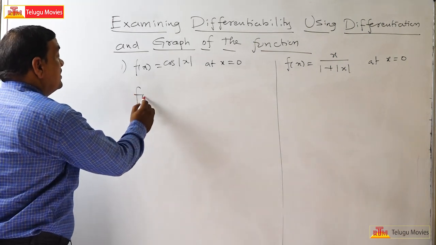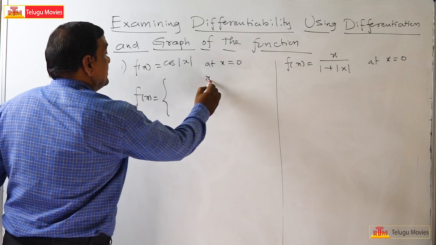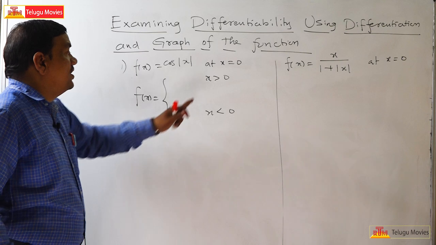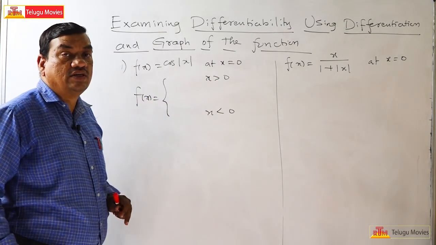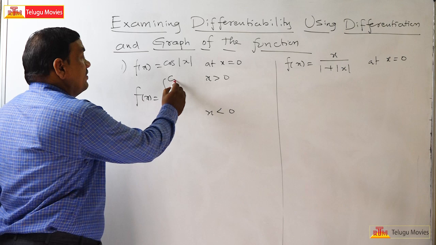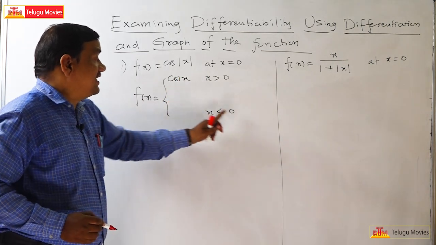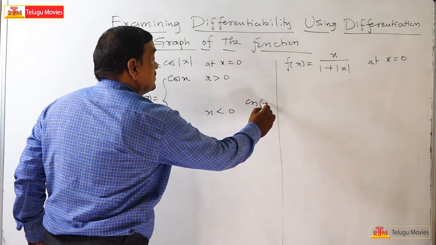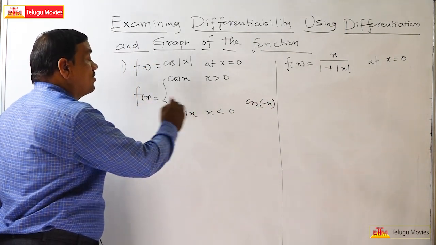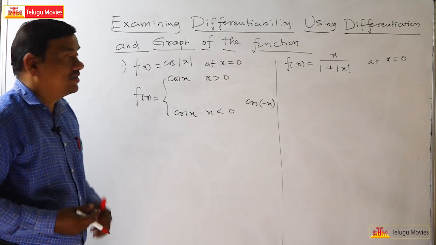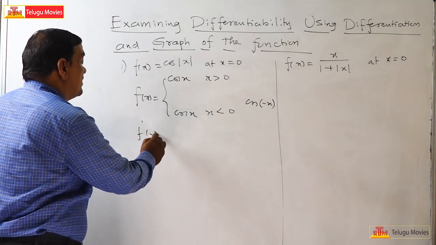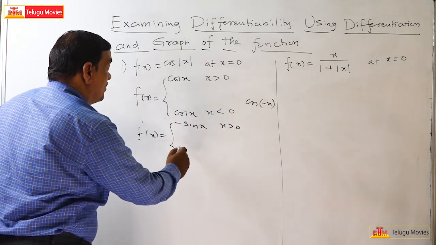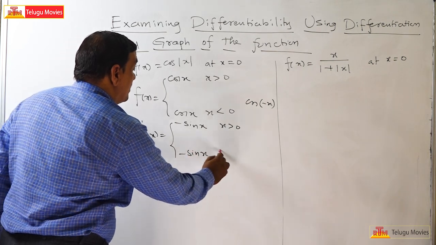So f of x is equal to, when x is greater than 0, mod x is equal to x. Therefore, we will get cos x. When x is less than 0, modulus of x is equal to minus x, so cos of minus x, again we are getting cos x. So therefore, f dash of x is equal to the derivative of cos x, which is minus sin x, when x is greater than 0.